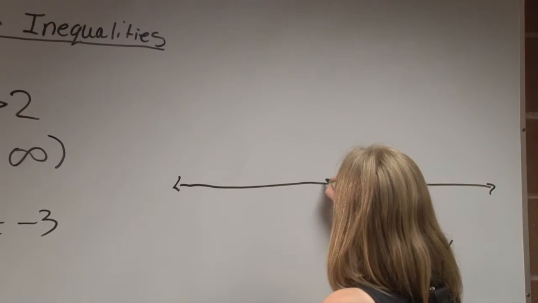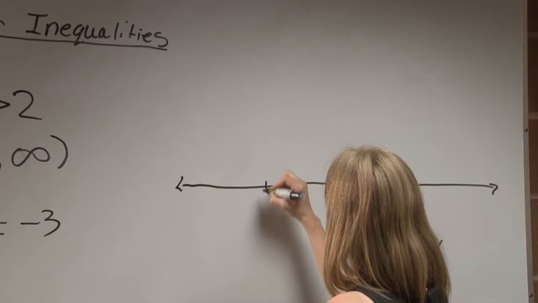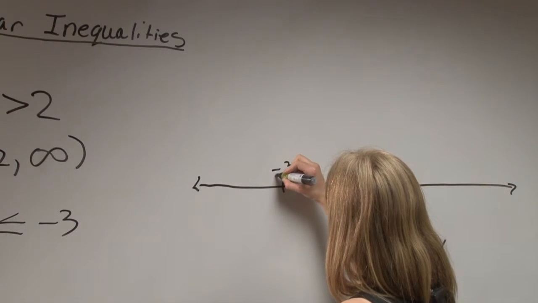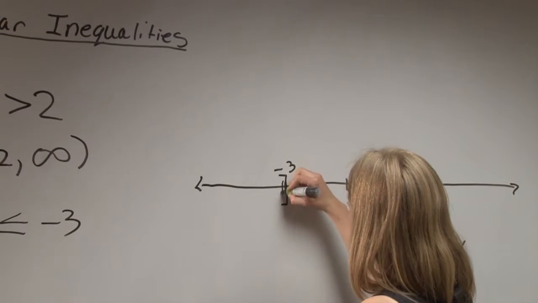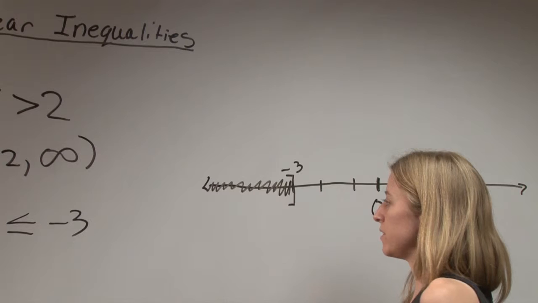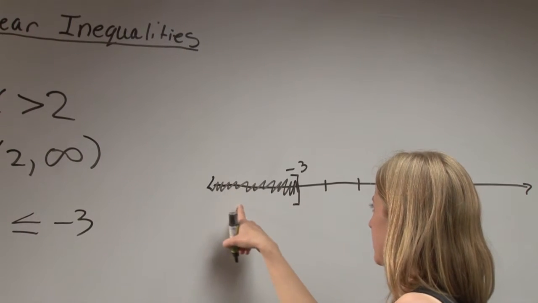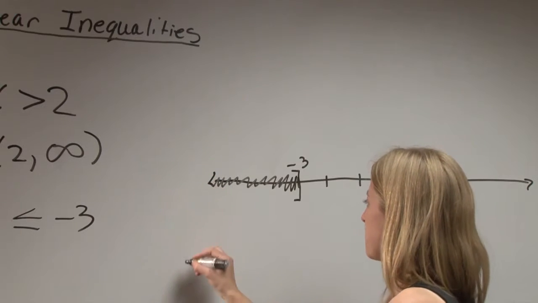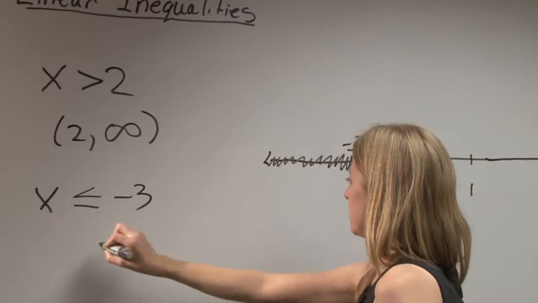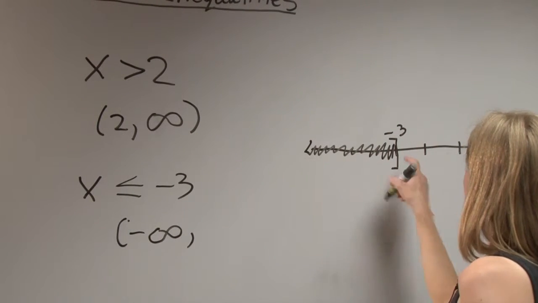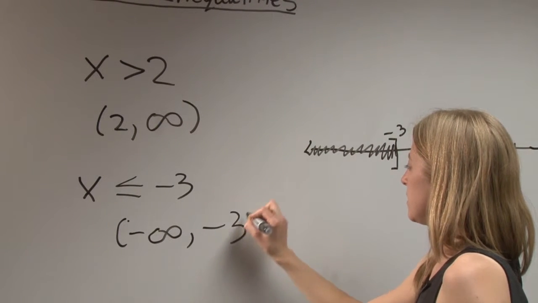As another example, I could have x is less than or equal to -3. So then I'd go and find -3 over here, and this time I'm going to put a bracket. The bracket means that it can be equal to -3. And then in interval notation, I actually don't have a lower bound, so I'm going to call the lower bound -infinity, and its upper bound is -3.